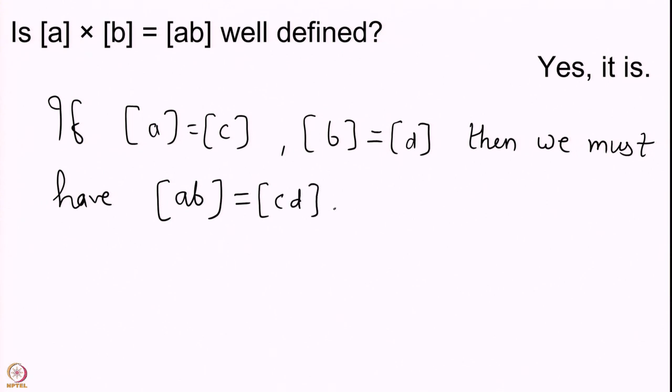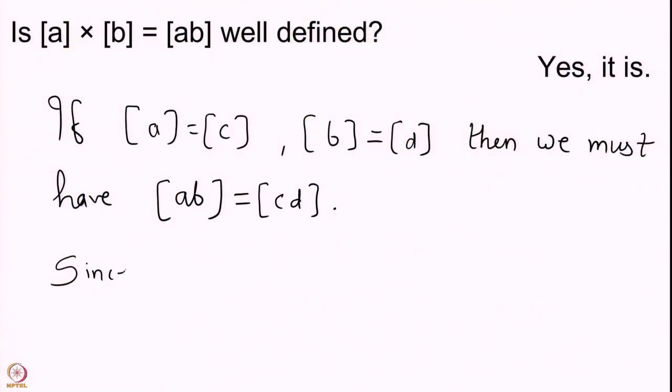This is what we should have for the product to be well defined, because once again someone may say that C is my element in the first class, which is the class of A, and D is my element in the class of B. And then for that person the multiplication will be the multiplication of C and D and then taking its class. And to have these two multiplications give you the same class, we should have that AB and CD give you the same class. But this is again a simple checking.